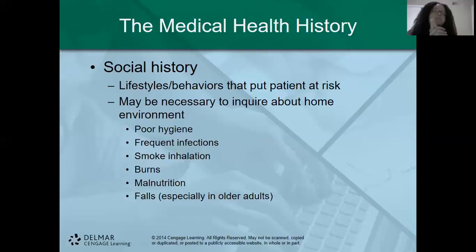Also, lifestyles, us being a medical professional, we can go into a room and contract something because we're more prone to having illness. So the lifestyle could put the patient at risk. Sometimes it can be necessary to ask about their home situation. Some signs of neglect are symptoms such as poor hygiene, frequent infections, burns, smoke inhalation, malnutrition, and falls and bruises, especially in older adults and the pediatric population.